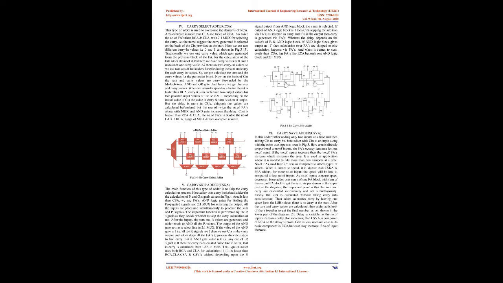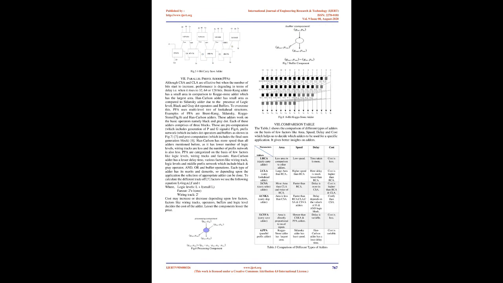5. Carry skip adder, CSKA. The main function of this type of adder is to skip the carry calculation process. Here the adder uses a carry look-ahead adder for the calculation of Pi and Gi signals as seen in Fig. 4. Area is less than CSA. We use FAs and logic gates for finding the propagate signals and 2:1 mux for selecting the output. All the inputs are processed simultaneously to generate the sum and Pi signals. The important function is performed by the Pi signals as they decide whether to skip the carry calculation or not.